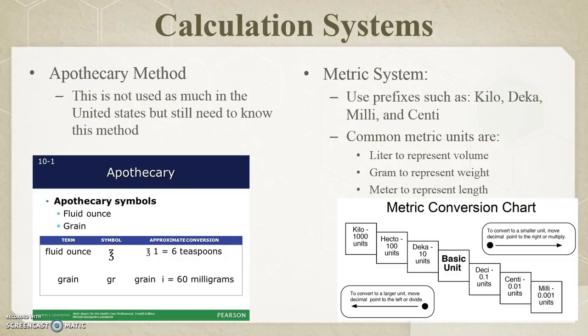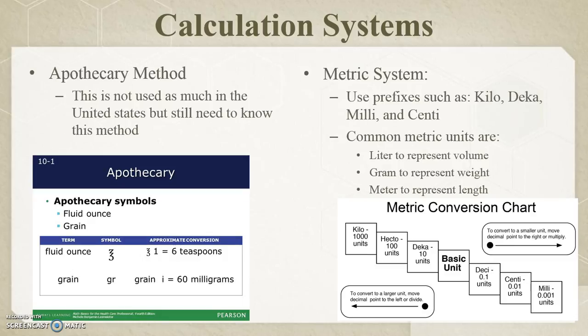So when we are calculating, there are two systems that we use to calculate medication doses. We use the apothecary and the metric system. Now, most physicians in the United States will use the metric system. We don't typically use the apothecary method anymore, but it's really important that both are known and understood by you guys and all other medical assistants.